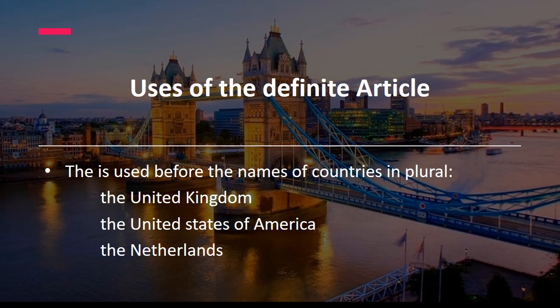Students, the is used before the names of countries in plural. For example, the United Kingdom, where you find the word United, the United States of America, the Netherlands, where S is used after it. So we use the before the names of these countries, but we say India, China, Pakistan, Iraq. There we don't use any article.